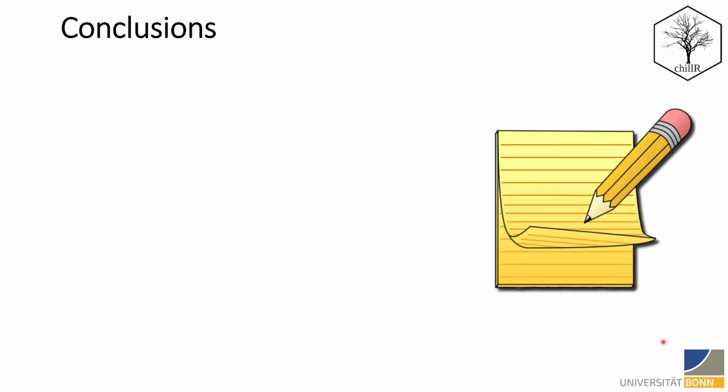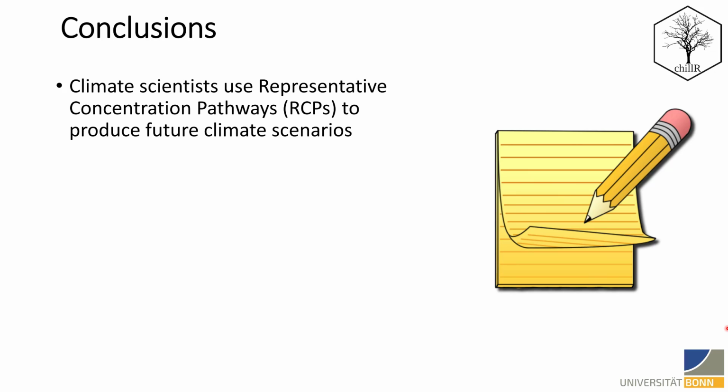Now, conclusions for today. Climate scientists use representative concentration pathways to produce future climate scenarios. These are the important scenarios to know now. The emission scenarios were also interesting, but they are really a thing of the past.